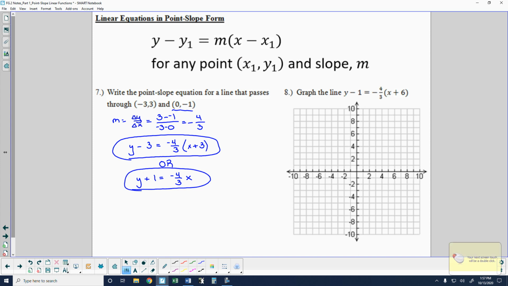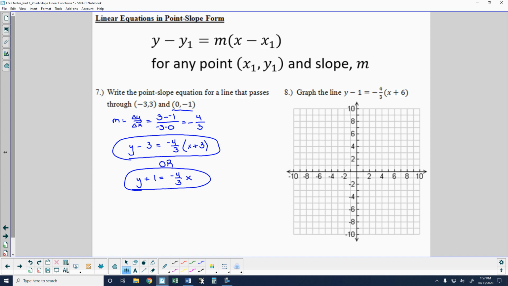So writing the equation is probably a little bit faster in point slope form than it is in slope intercept form because we don't actually have to solve for the y-intercept. We can also graph these using point slope form. So it really gives us all the information that we need.